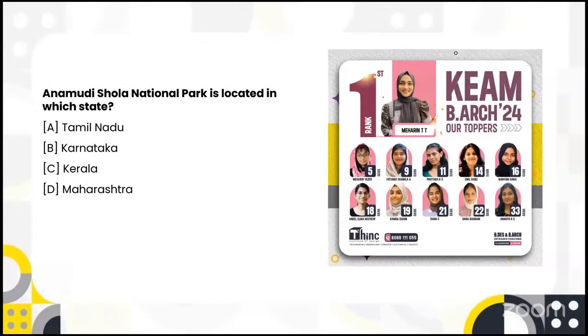Next one. Anamudi Shola National Park is located in which state? Tamil Nadu, Kerala, Karnataka, Maharashtra. Anamudi Shola National Park is located in which state?